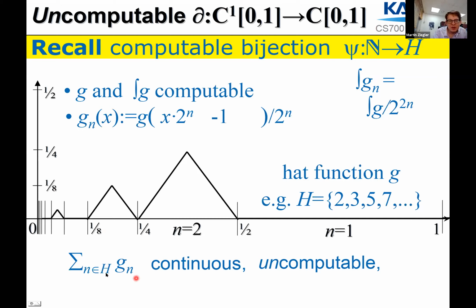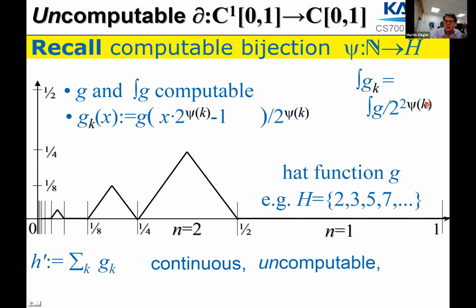And now we're going to change the order of summation in the sum and replace n with psi of k according to this bijection, right? So this means reordering the sum. And this is what happens here: instead of n, we replace n with psi of k. So now we've changed the index and the order of summation. And this function is now still continuous and it's still uncomputable. It's the same function as previously, only with the order of summation different. Nothing has changed so far.